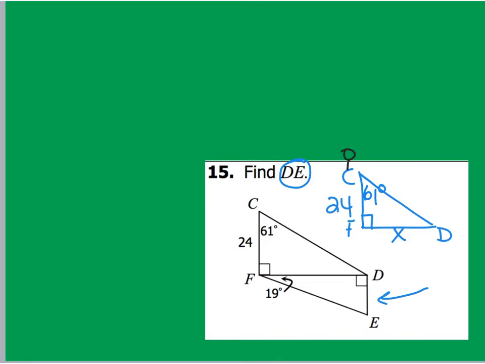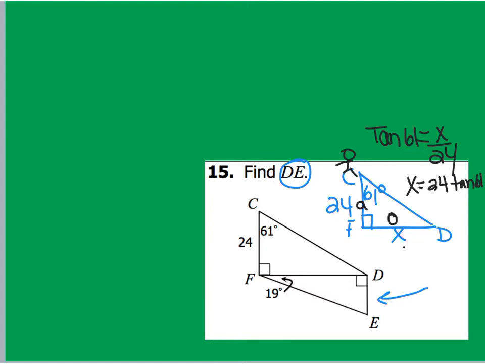So I'm going to stand, label, this is opposite, and then this one is adjacent, so that's tangent. So I'm going to do the tangent of 61 is equal to x over 24. So when I solve for x, it's going to be 24 times the tangent of 61. And when I put that in my calculator, I'm doing it now, 24 tangent of 61, I get 43.3.